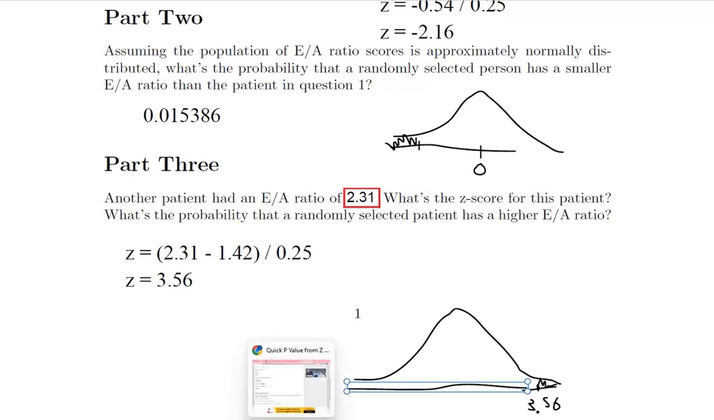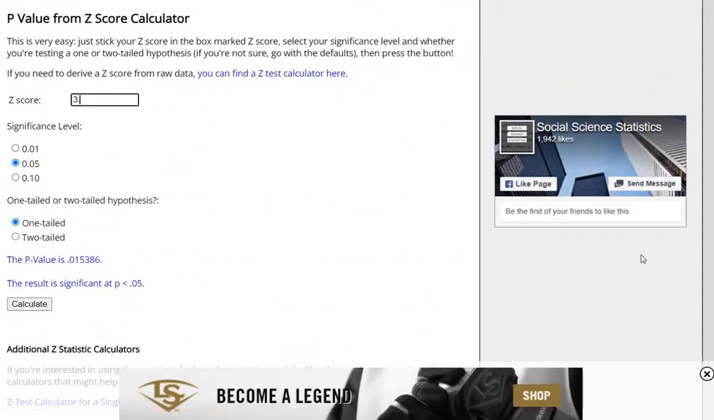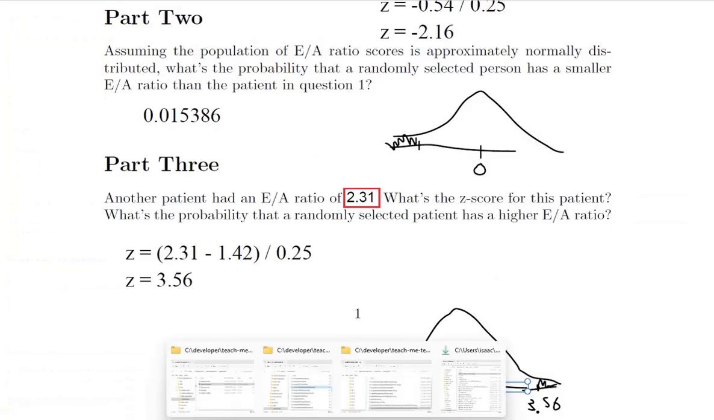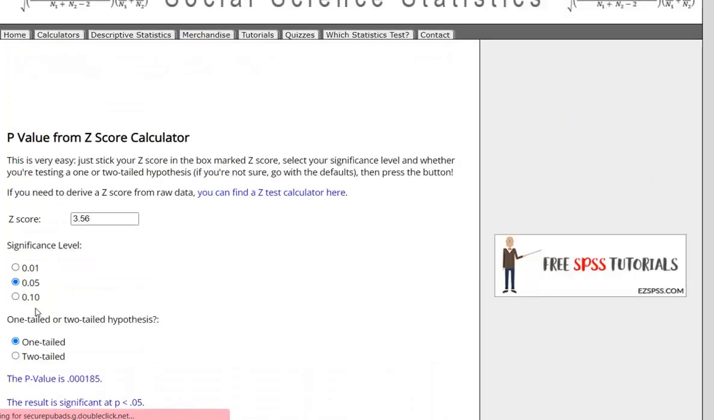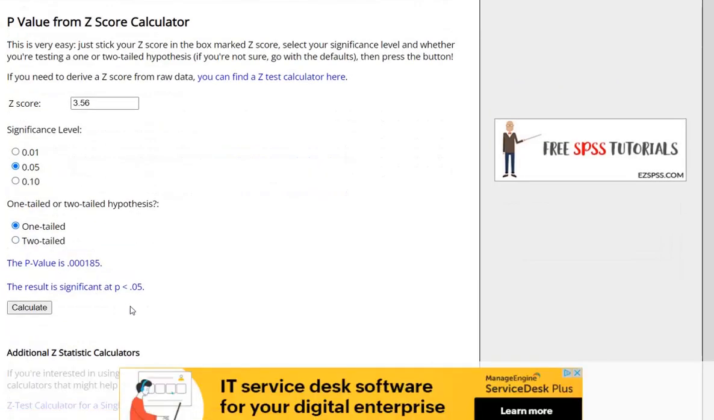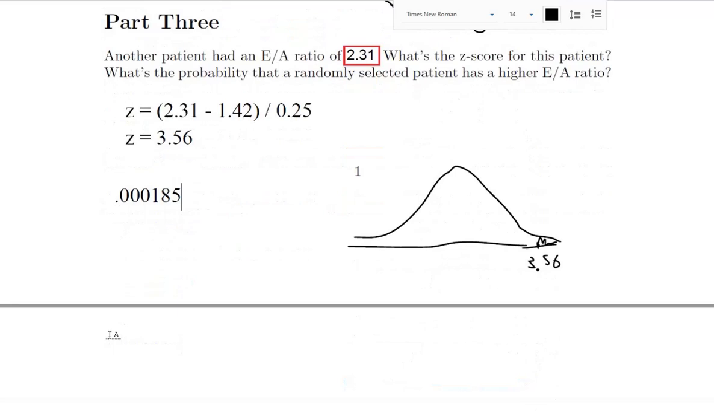And then the probability should also be really small here. So to figure that out, we're going to go to our calculator, and 3.56. What your calculator does is when you click one tail, it's calculating how much area under the curve is in that one tail. So this time I got a really low probability, okay? 0.000185. So that's the probability we need for part 3.